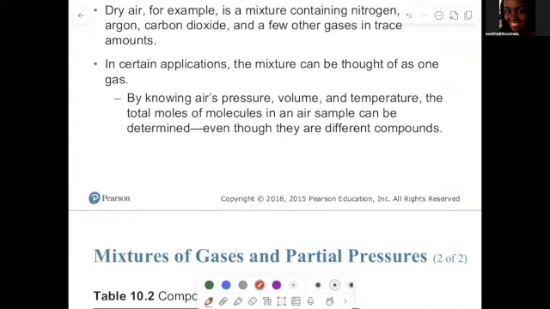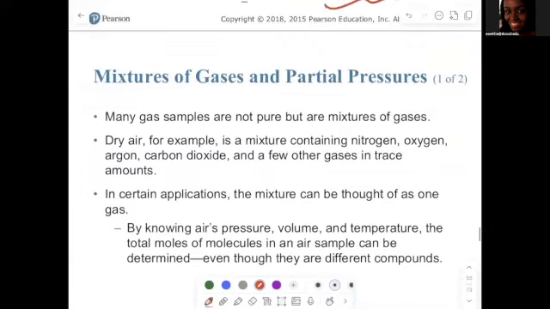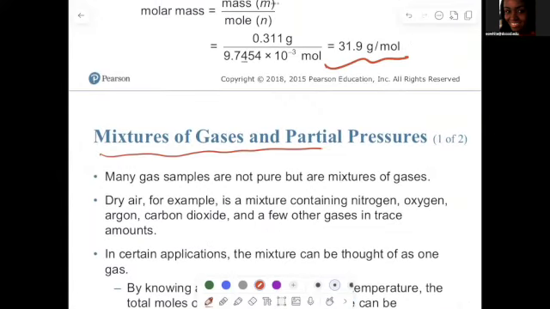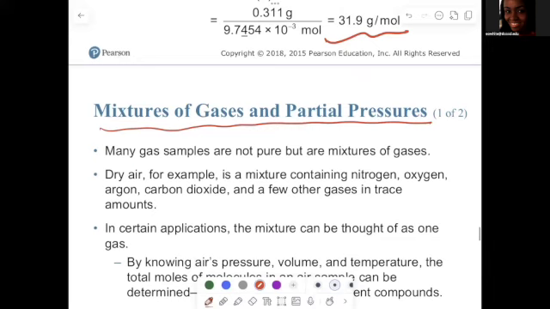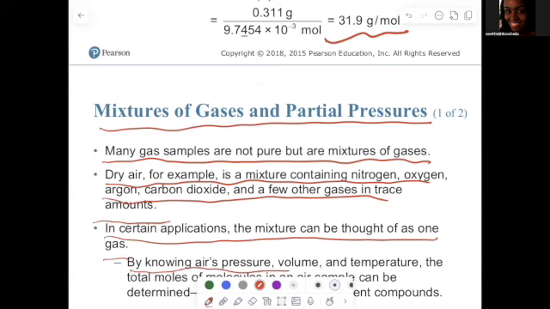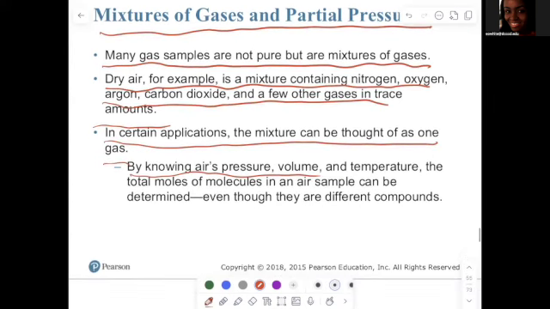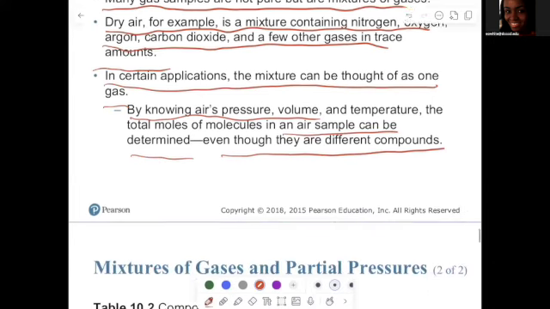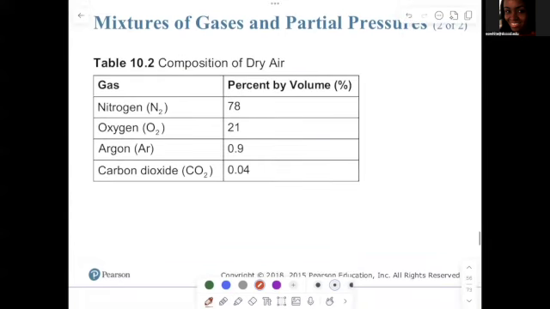Okay, so now we're starting with this part right here where we're looking at a mixture of gases and partial pressures. So we're told here many gas samples are not pure but a mixture of gases. For example, the gas that we're breathing right now, air. Dry air, for example, is a mixture containing nitrogen, oxygen, argon, carbon dioxide, and a few other gases in trace amounts. In certain applications, the mixture can be thought of as one gas. By knowing air's pressure, volume, and temperature, the total moles of the molecules in the air sample can be determined, even though they are different compounds. Okay? So this is air, the composition of dry air.